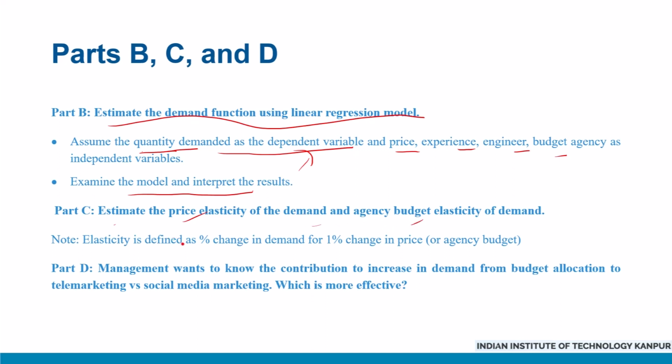In part C, we'd like to estimate the elasticity of price and budget for the demand. Here, elasticity is defined as the percentage change in demand for a percentage change in price if it is price elasticity, or agency budget if it is budget elasticity. Lastly, we'll also try to answer the question: what is the relative contribution to demand from budget allocation to telemarketing vis-a-vis social marketing? So if there is $1 spent on telemarketing budget vis-a-vis social media marketing budget, what is the relative impact on the demand?